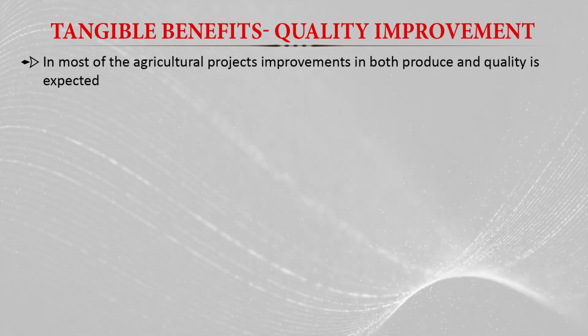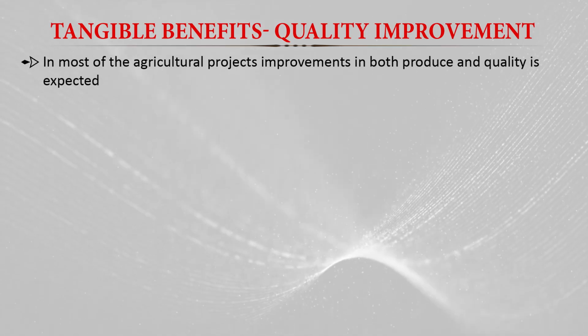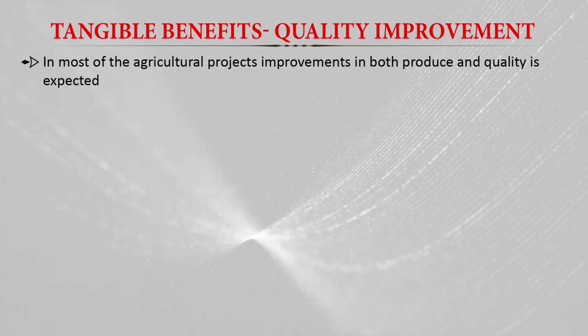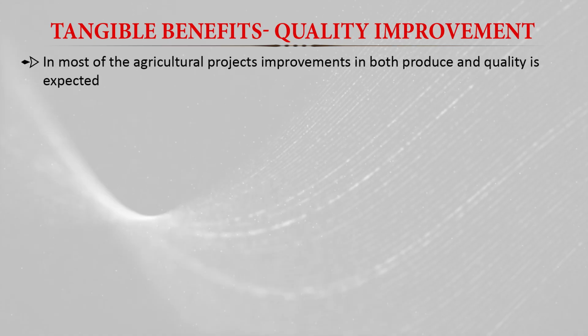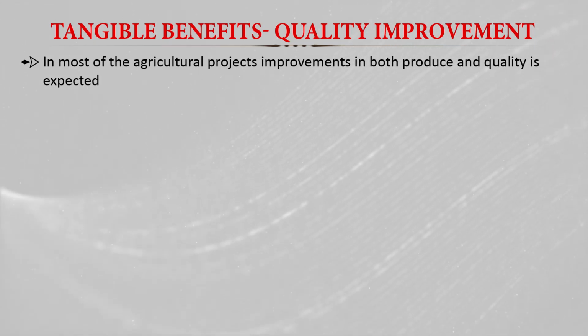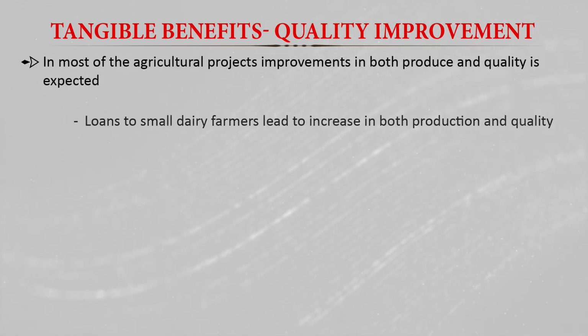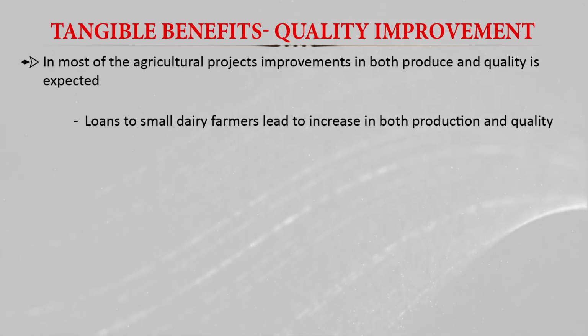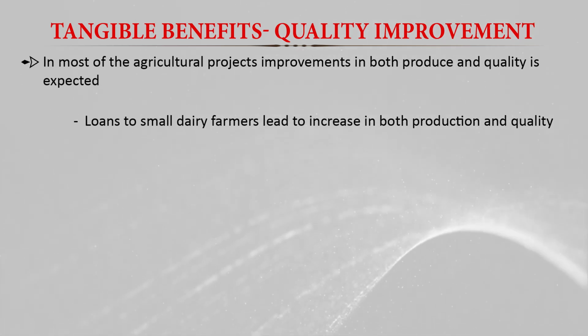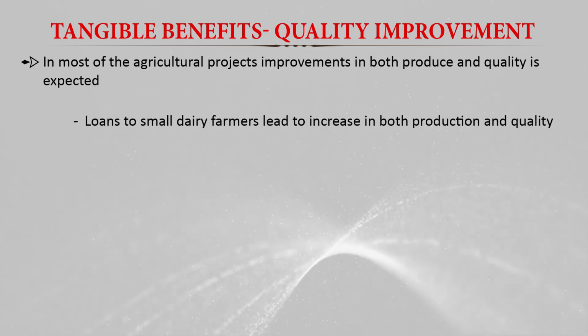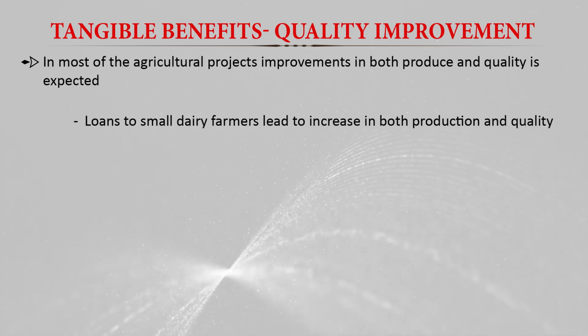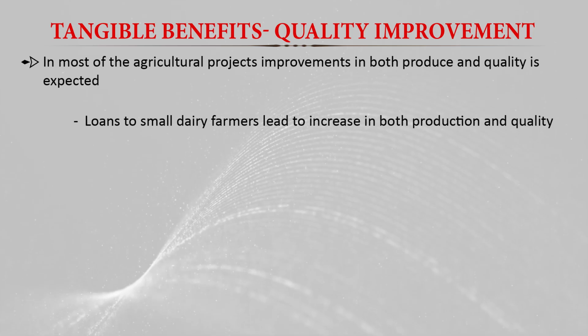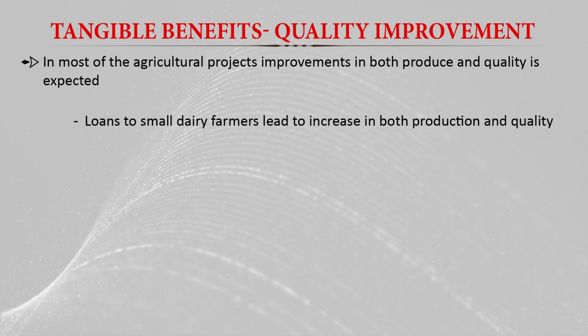Then second is quality improvement. In most agriculture projects quality improvement is observed, and it is also expected. For example, if you have a loan for small dairy farmers, the production as well as the quality will both be increased by adopting clean milk production practices, so quality also improves.